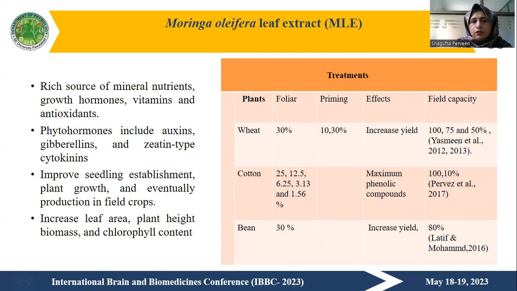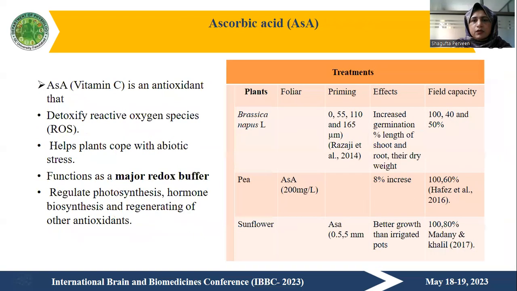Moringa oleifera. Moringa oleifera is a fast-growing, drought-resistant tree that belongs to the family Moringaceae. The leaf extract of Moringa oleifera is rich in mineral nutrients, growth hormones, vitamins, and antioxidants. Various phytohormones include auxin, gibberellins, and zeatin-type cytokinins. MLE increases seedling establishment, plant growth, and eventually production in field crops.